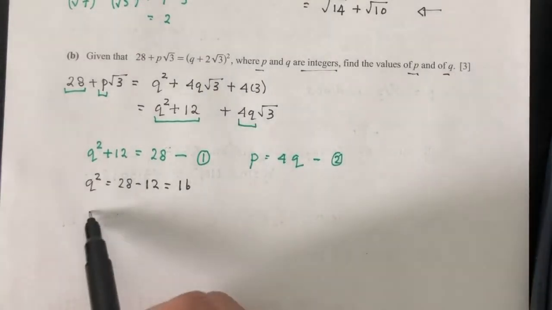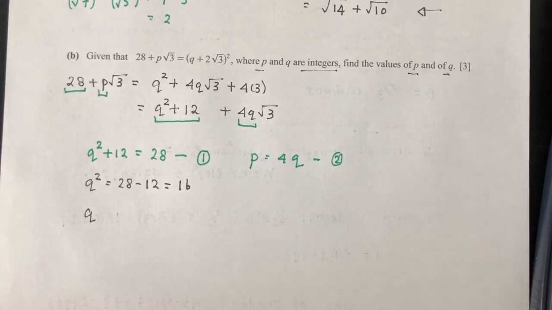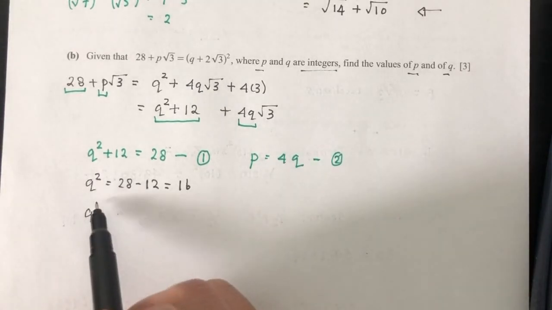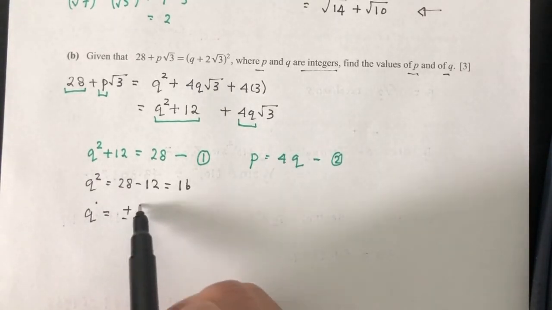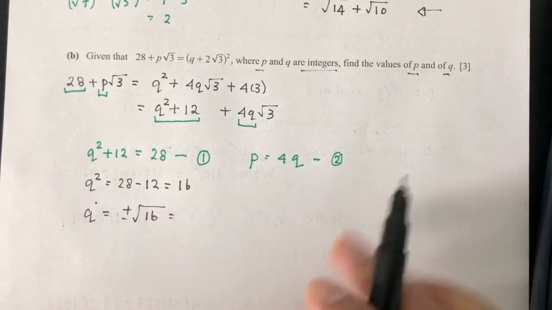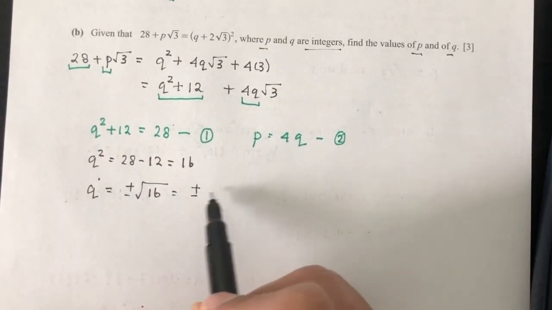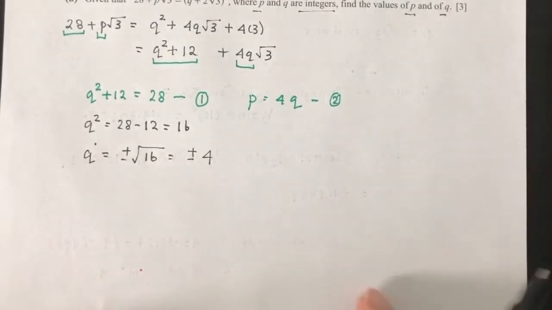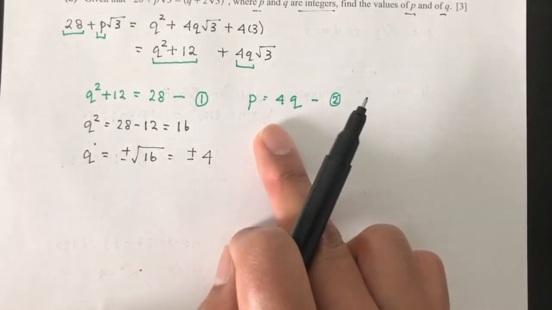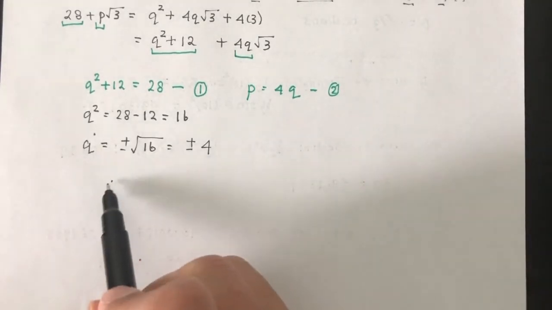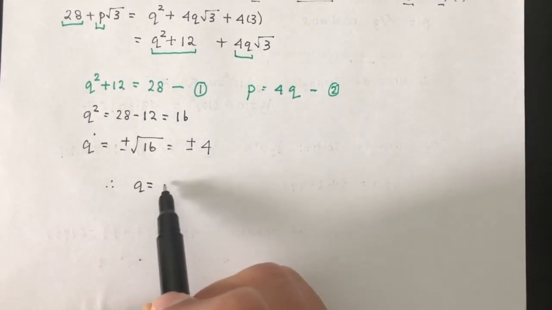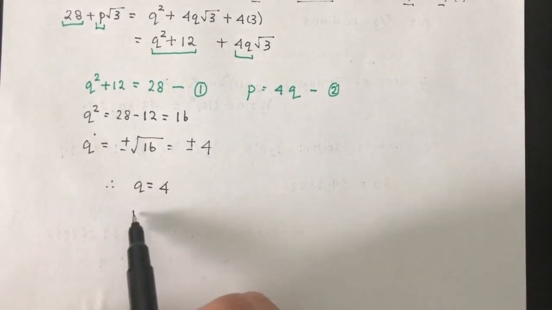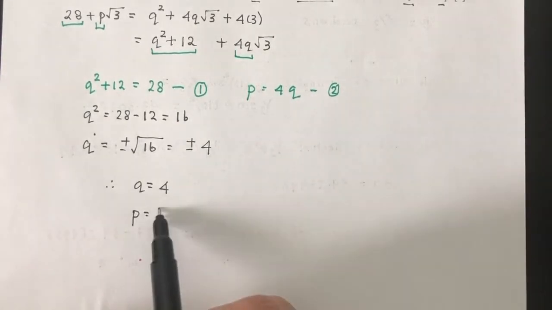Yep. So q square, so q should be plus minus root of 16. That will be plus minus 4. So now we have two values of q, so it means that we will have two values of p as well. So let's see. For the first value of q, for q equal to 4, p should be 4 times q, which is 16.